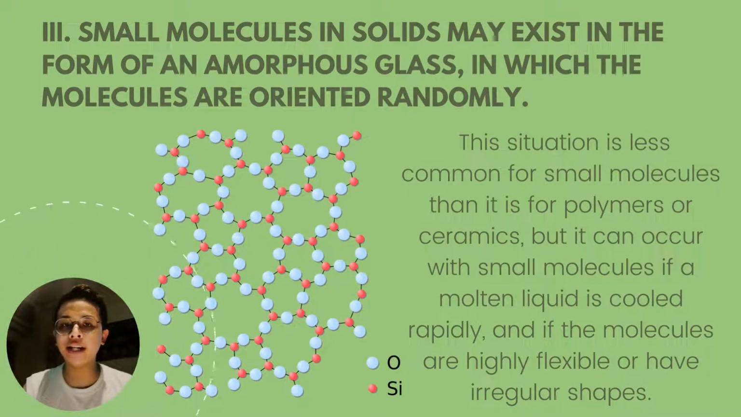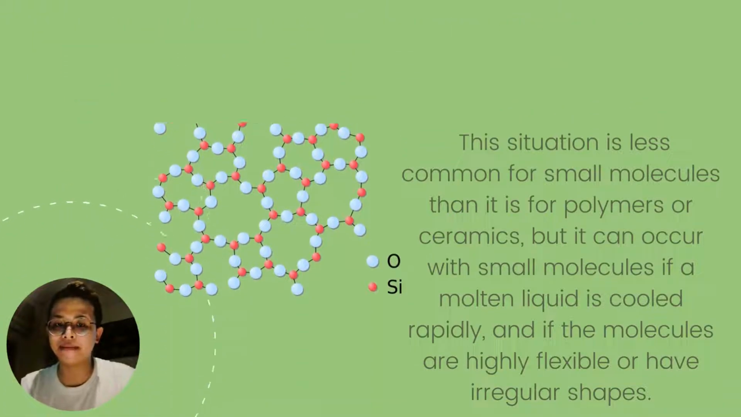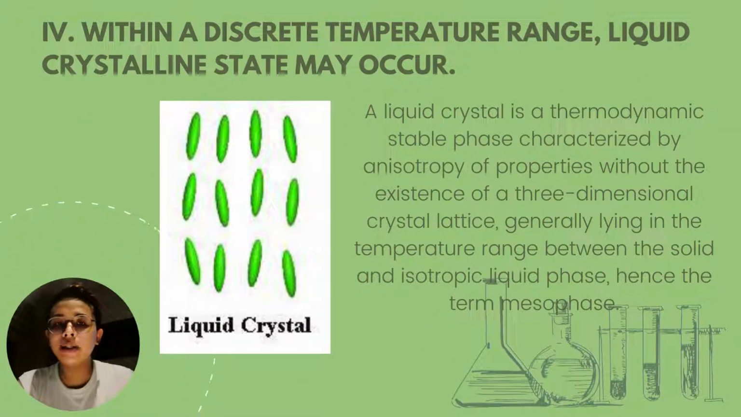The third importance, small molecules in solids may exist in the form of an amorphous glass, in which molecules are oriented randomly. This situation is less common for small molecules than it is for polymers or ceramics, but it can occur with small molecules if a molten liquid is cooled rapidly and if the molecules are highly flexible or have irregular shapes. And lastly, within a discrete temperature range, liquid crystalline state may occur. A liquid crystal is a thermodynamically stable phase characterized by anisotropy of properties without the existence of a three-dimensional crystal lattice, generally lying in the temperature range between the solid and isotropic liquid phase, hence the term mesophase.